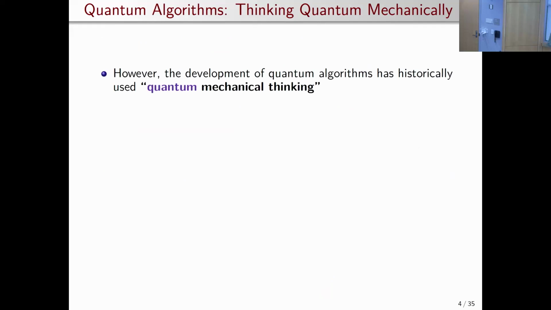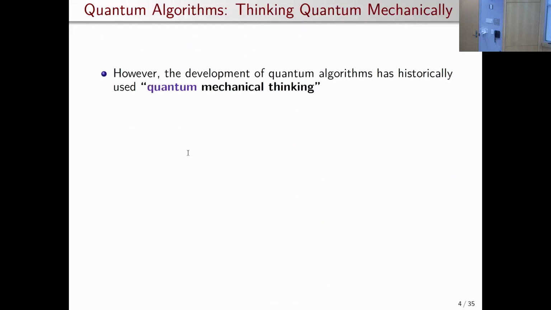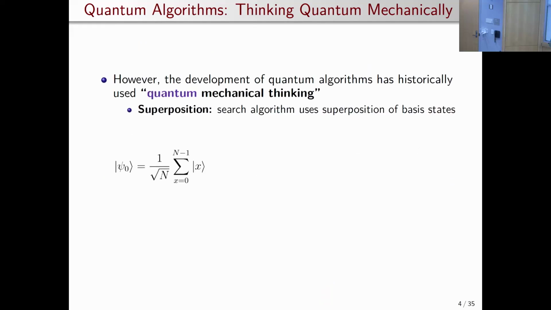However, one of the problems we faced in developing quantum computing algorithms and applications is that the algorithms I showed in the previous slide, all three of them, tend to leverage what I'm going to call quantum mechanical thinking. And by this, I mean using properties of quantum mechanics to guide the development of these algorithms. Historically, they've used things like superposition, that is, that quantum states can exist in superposition of a bunch of other states. And this is useful in the search algorithm.